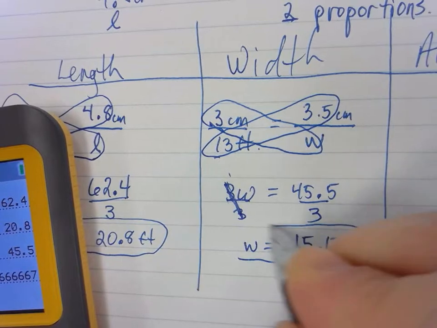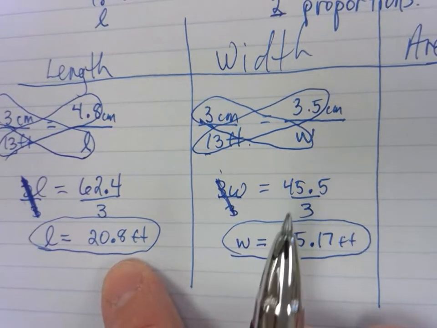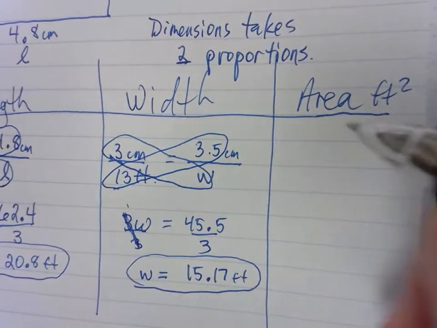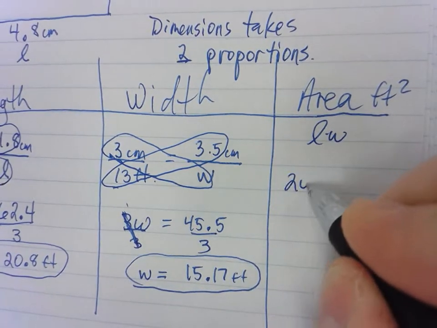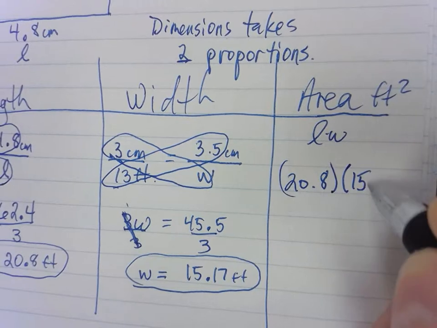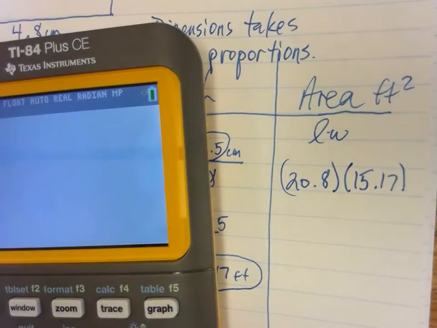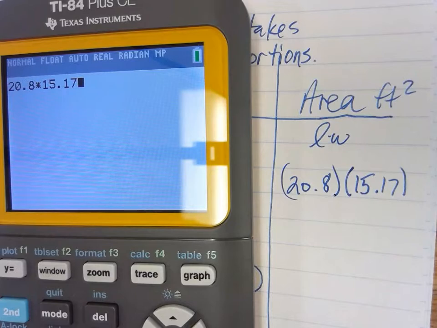All right, so now I have my two dimensions. I've got my length, 20.8 feet, and I've got my width. Of course, since it's a rectangle, to get the area, I'm just doing length times width. So I've got to do 20.8, which is my length, times my width, which is 15.17. And we'll go ahead and do that right here. Y'all see that okay? 20.8 times 15.17.